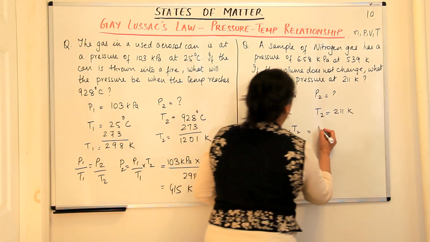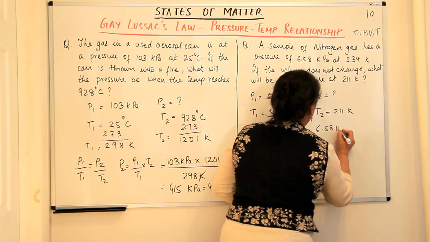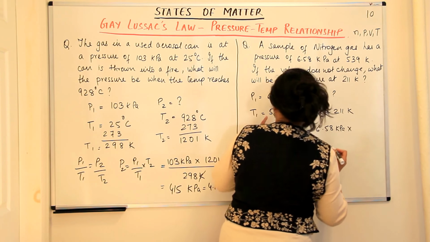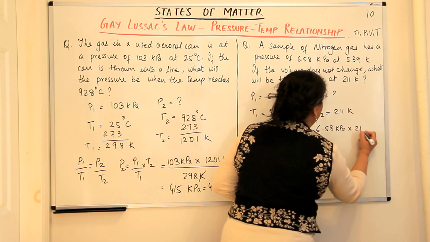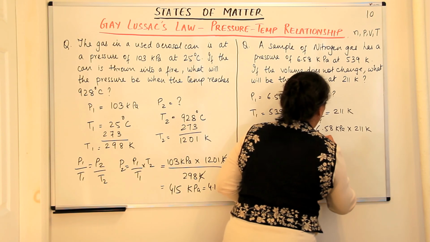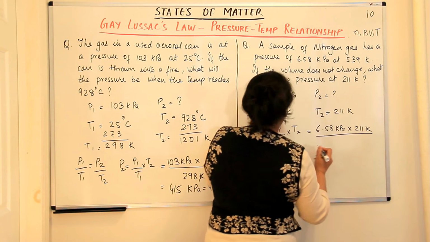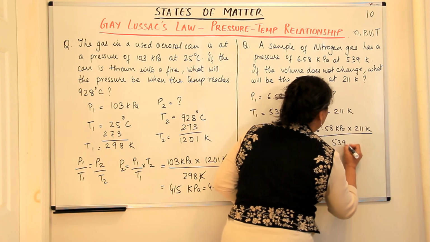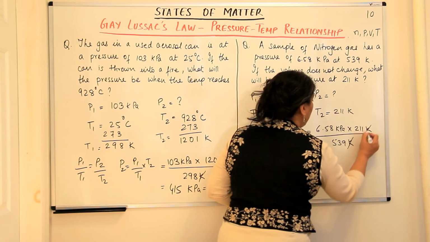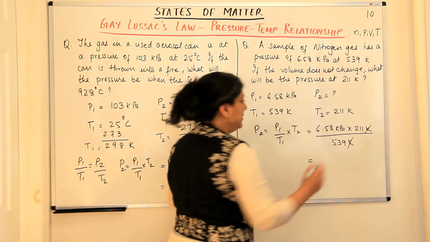P1 is 6.58 kilopascal into T2 is 211 Kelvin upon T1 is 539 Kelvin. Cancel out the Kelvin. Your answer should be in kilopascals.